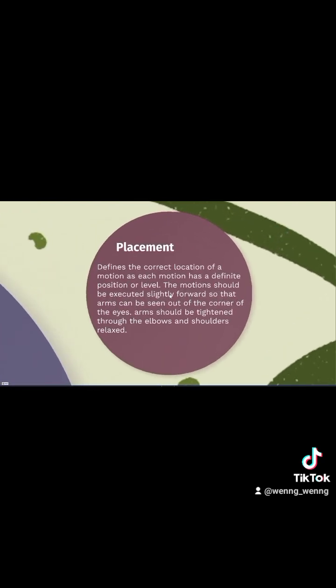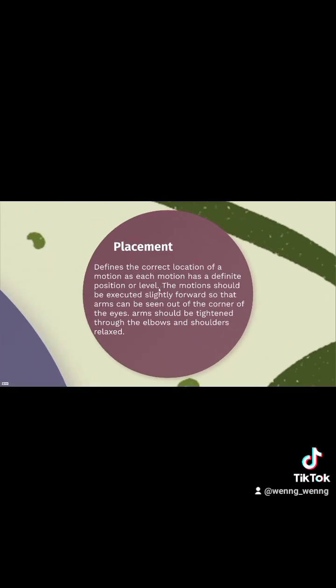When we say placement, this is the correct location of the motion that you are going to do. That is, the placement of your arms, the placement of your foot or feet, and the placement of your partners. So it has something to do with the location. When we say placement, it is the correct location of motion or action, and also the motion of your elbows and shoulders.